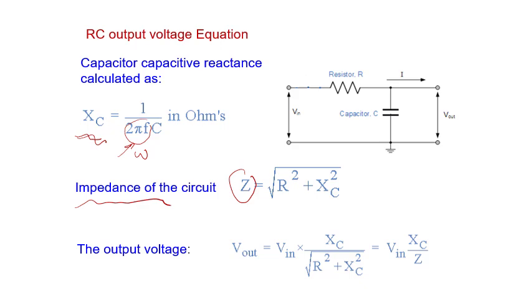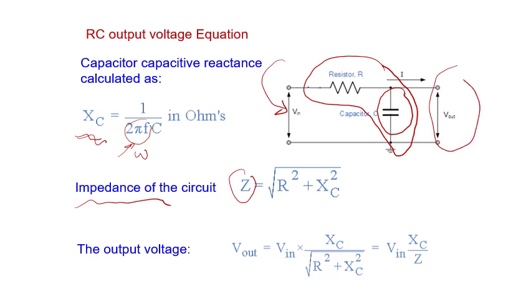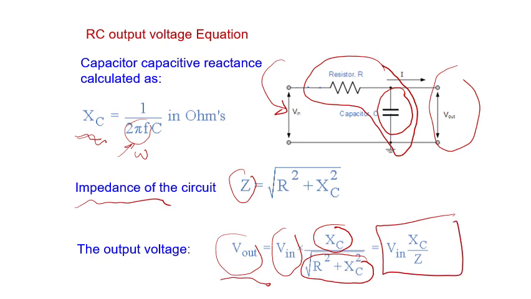Now, how am I going to calculate the output voltage? The output voltage is simply calculated by the voltage divider rule. The voltage divider rule says that this reactance divided by the total reactance, or the impedance, multiplied by the input voltage is equal to the output voltage. That's what is shown. V out is equal to V in multiplied by the reactance where the voltage is taken from, divided by the total impedance. Here we are putting it in a simple format.